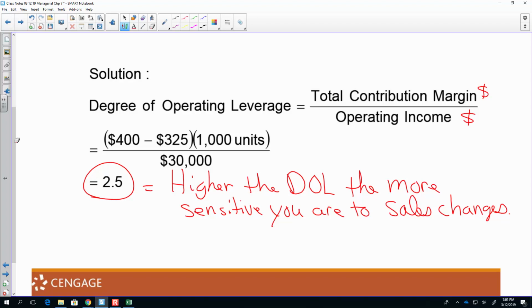Good thing they got a loan from us, right? From the government. Otherwise they wouldn't be here. So, that's what the DOL measures. The higher the number, the more sensitive you are to changes in sales levels. Please know that. We're going to look at this when we do some of our problems.